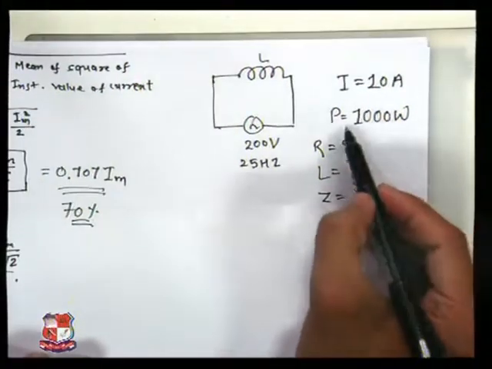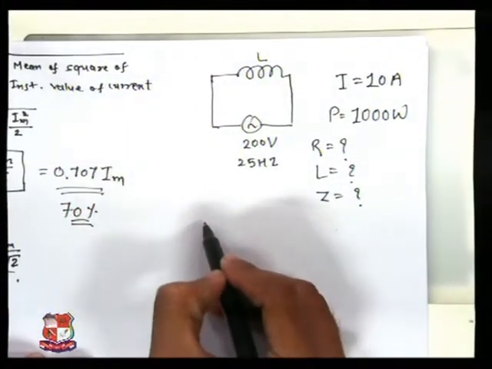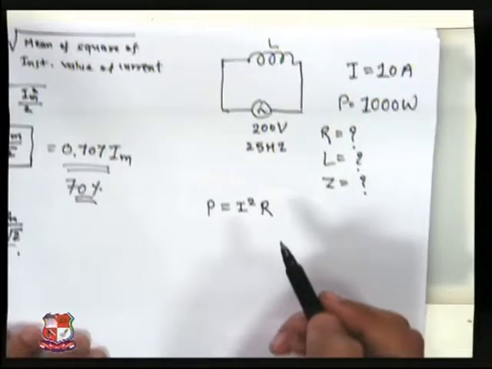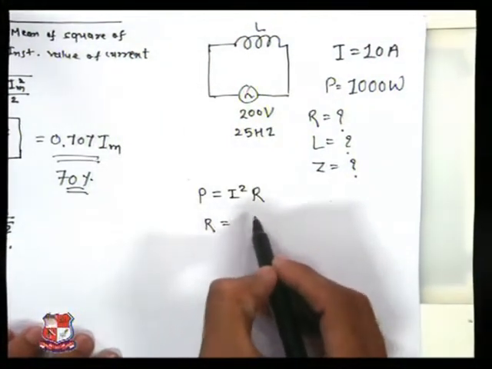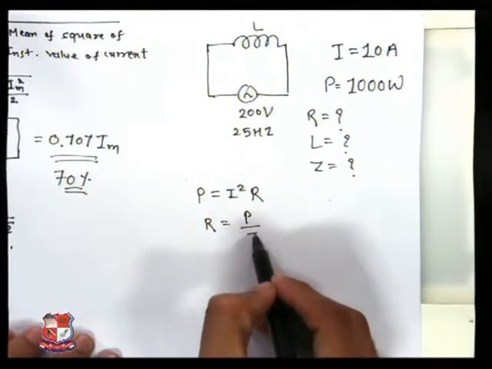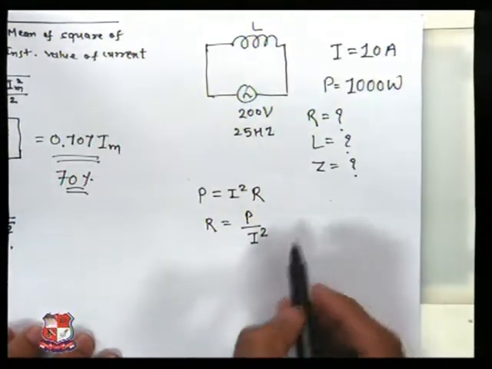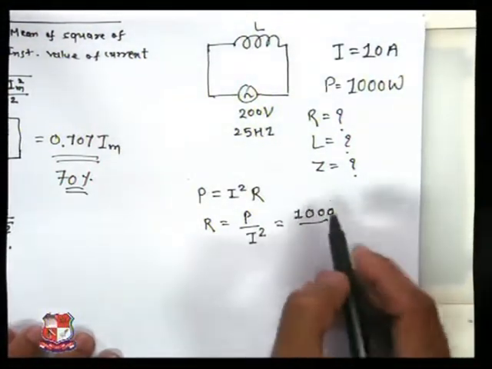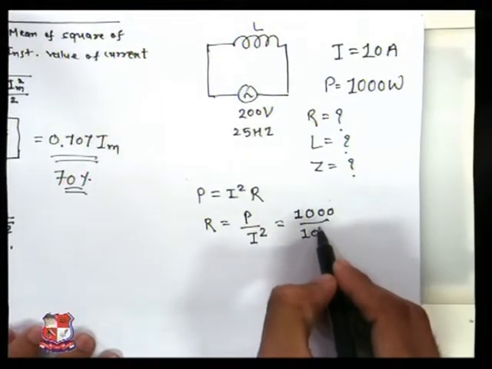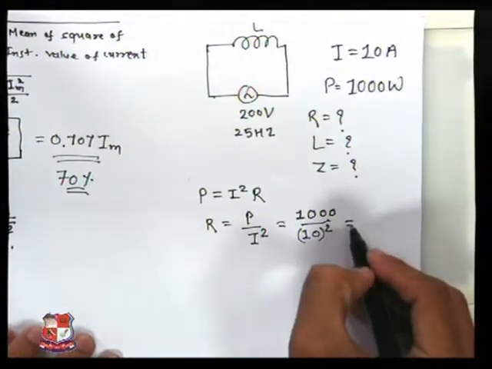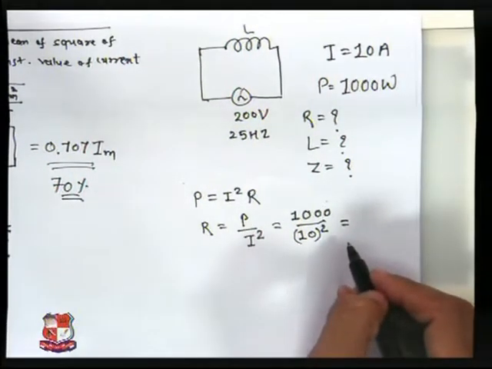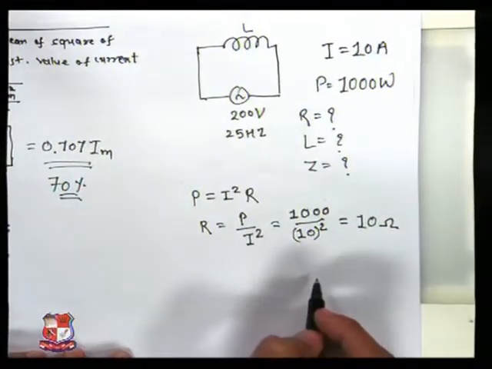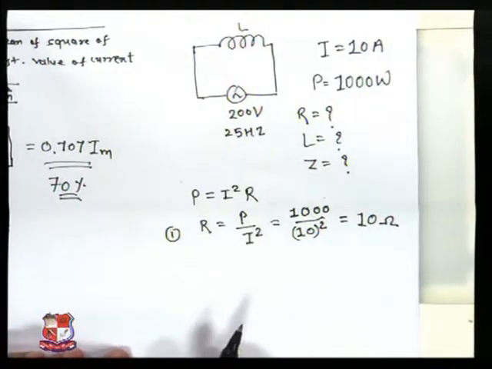So first we go with the equation of power. Power P equal to I square R. Now we want to find out the resistance. So R equals P upon I square. Now put the value of power, 1000 divided by current value 10 ampere square. So we easily get the answer: resistance is 10 ohm. So we determine our first value.